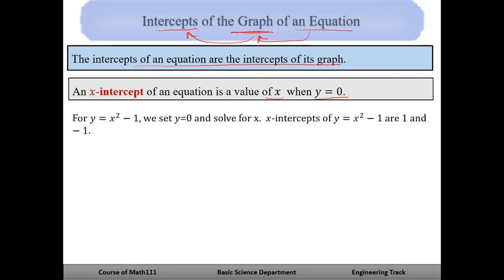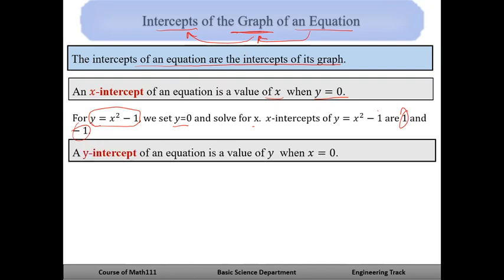So for example, what's the x-intercept of this equation or its graph? We set y equal to 0 and solve for x. You put 0 here, you get x squared minus 1, then x squared equals 1, and then x equals plus 1 and x equals minus 1. So we say 1 and minus 1 are the x-intercepts of this equation or its graph.